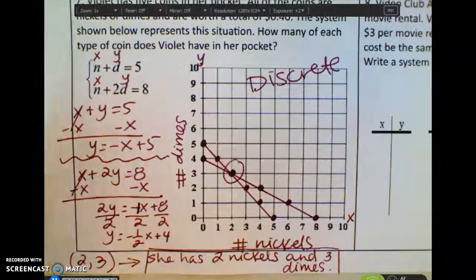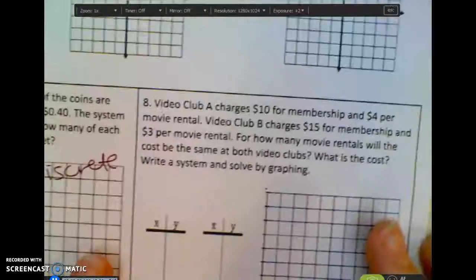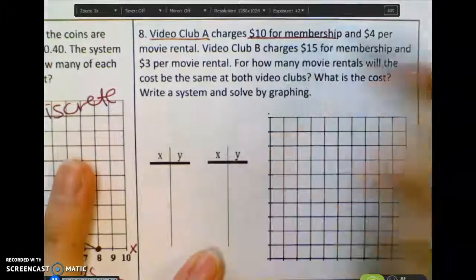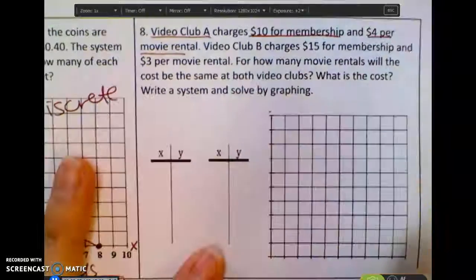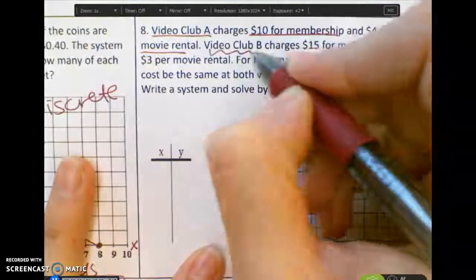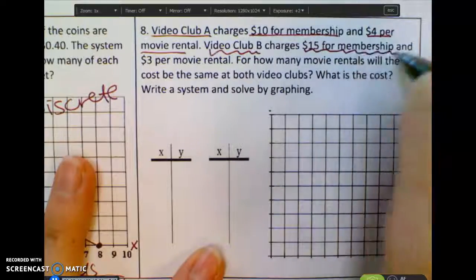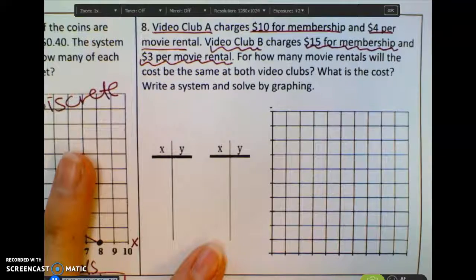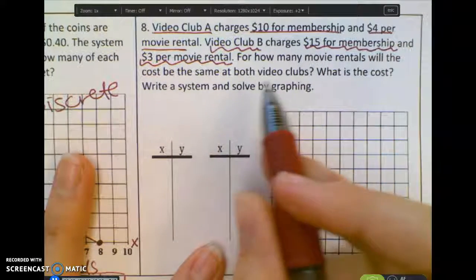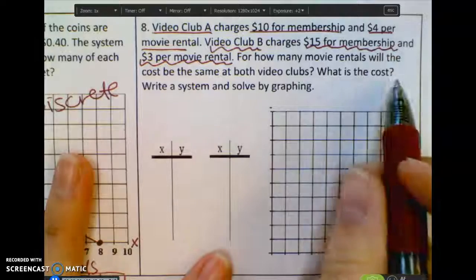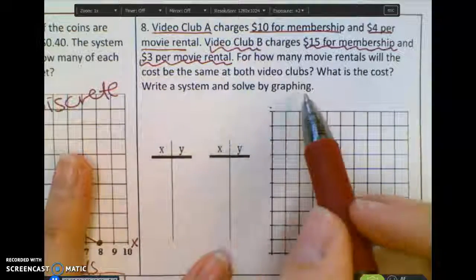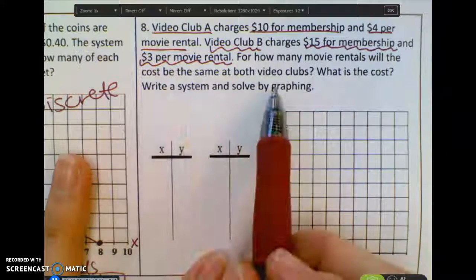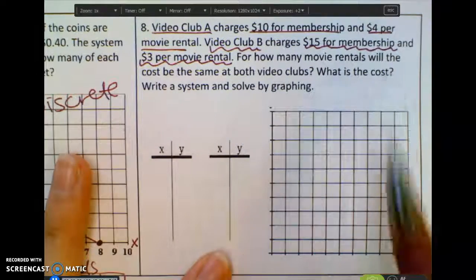Let's look at the second one. Number 8, Video Club A charges $10 for membership and then $4 per movie rental. Video Club B charges $15 for membership and $3 per movie rental. For how many movie rentals will the cost be the same at both video clubs? And then what is the cost? Write a system and solve by graphing. We are actually going to start by writing the system and solving, then we'll answer that question afterwards.